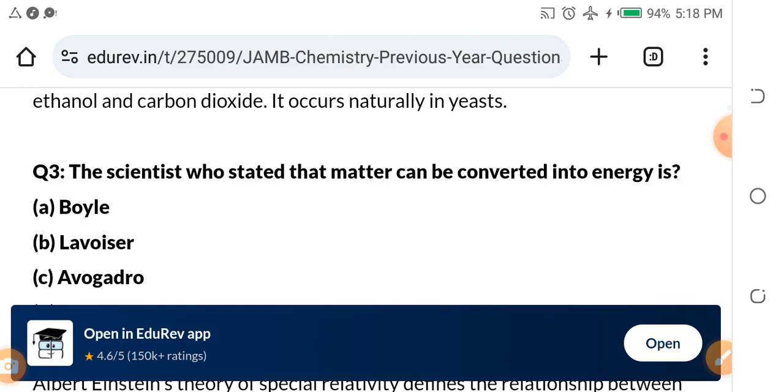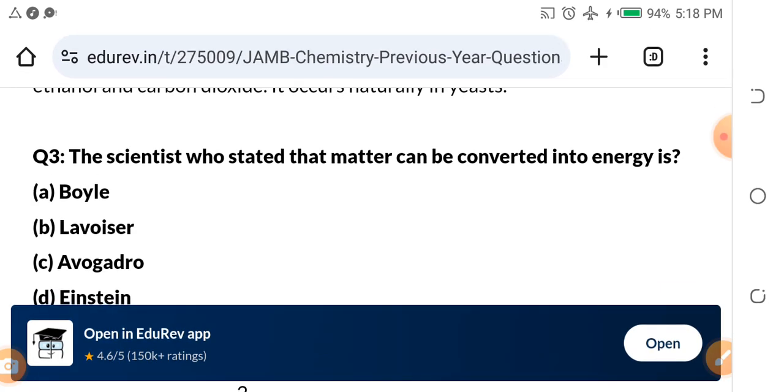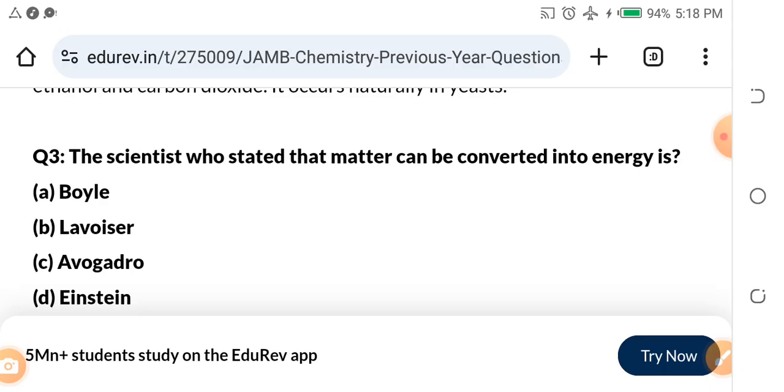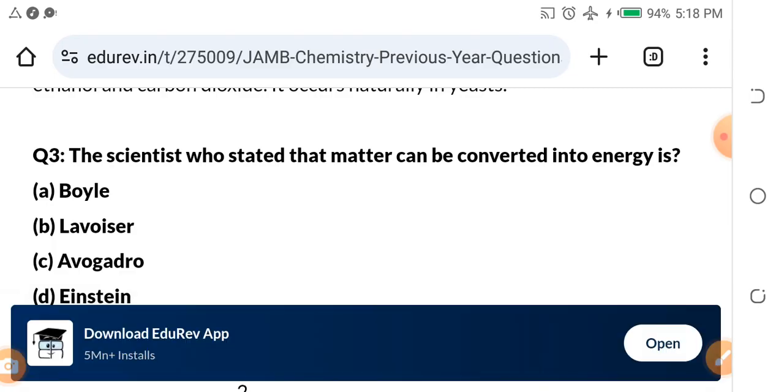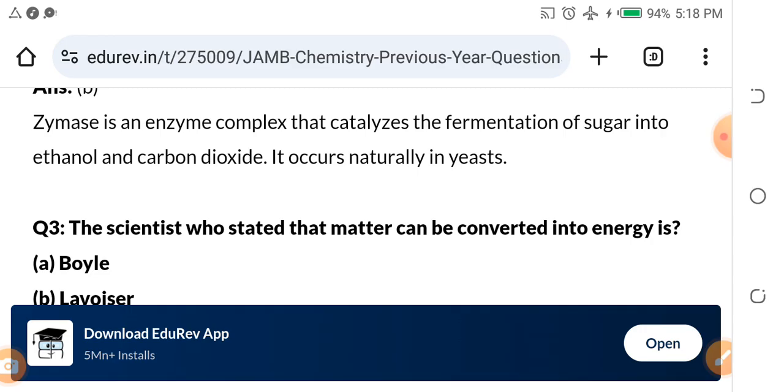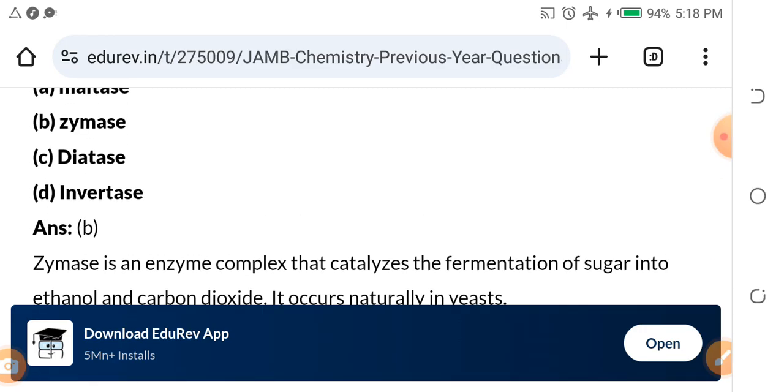Let's look at this question 4. The scientist who stated that matter can be converted into energy is dash. A. Boyle. B. Lavoisier. C. Avogadro. D. Einstein. Is it Boyle? Is it Lavoisier? Is it Avogadro? Is it Einstein? I will not tell you the answer. Go over, make your research in your textbook or in Google, then come over and answer the question.